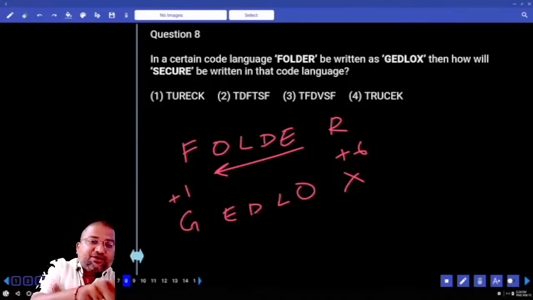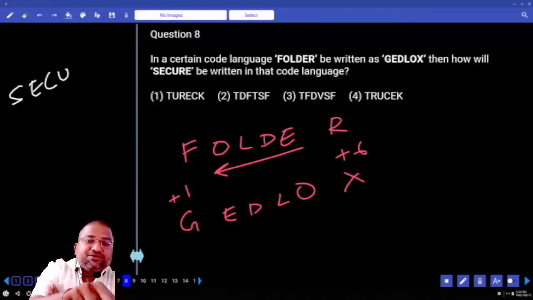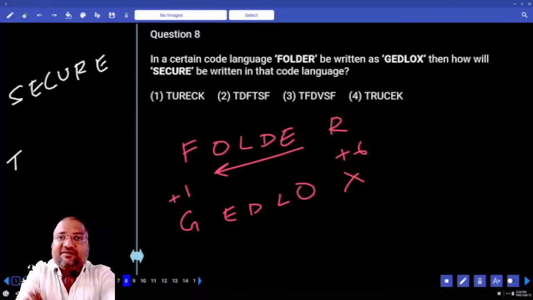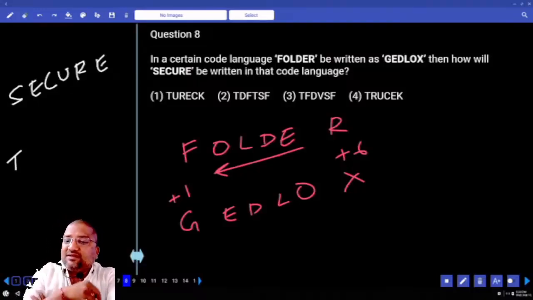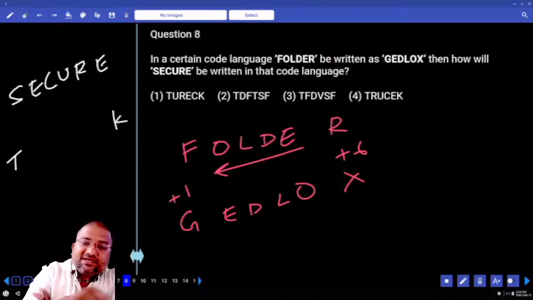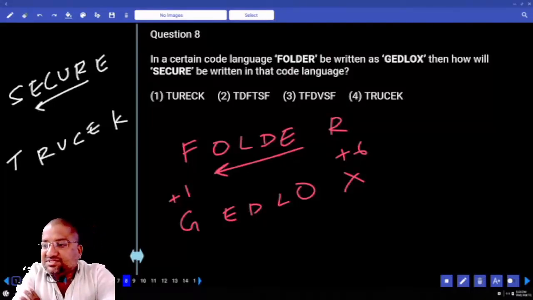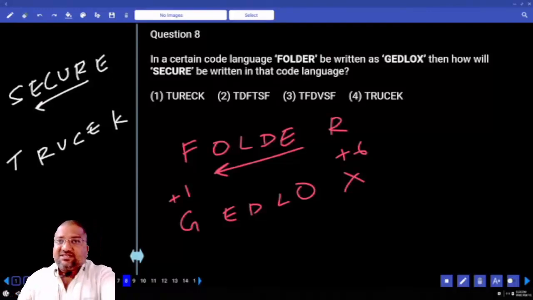So you have SECURE here. First letter plus 1, S plus 1, T. Last letter 5. 5 plus 6 is what? 11. 11 is what? K. And then what am I supposed to do? Reverse the middle 4 letters. Isn't it? So this becomes RUCE. RUCEK. Which option is my answer? Fourth option.